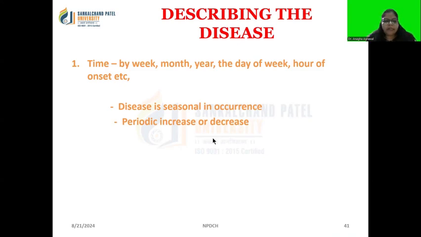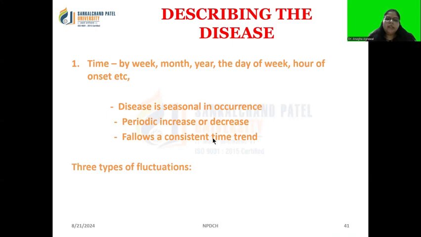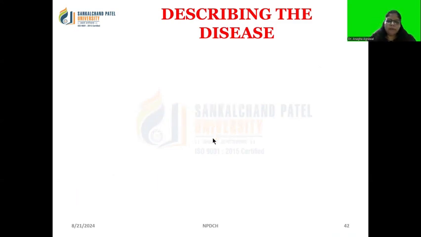That means, for example, for dental caries, whether there is a consistent time trend for that particular disease. There are three types of fluctuation. First is short-term fluctuation, that is an epidemic, like what happened with Corona. Corona came for a short period of time, just 2 years. It was not there, it appeared suddenly and went off suddenly. So that is a short-term epidemic.